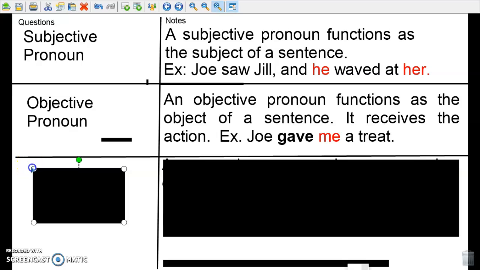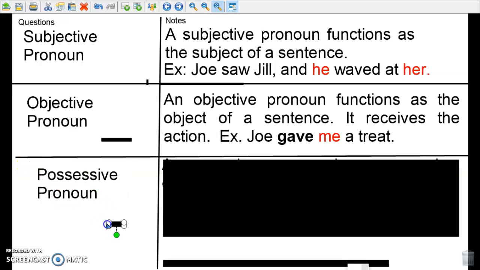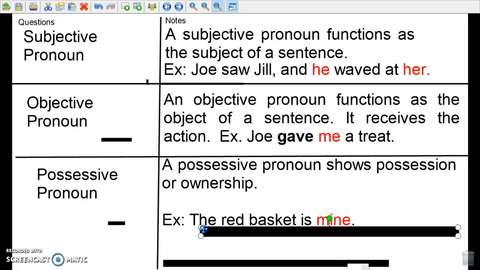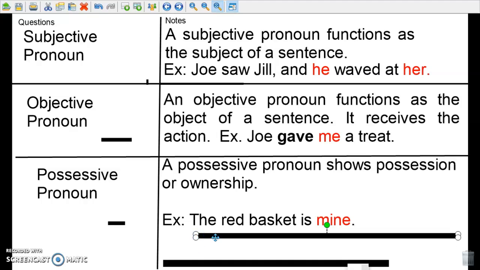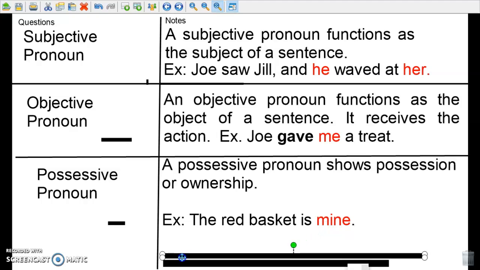Okay, next we have a possessive pronoun, and a possessive pronoun shows possession or ownership. So basically this pronoun is telling everybody else that you belong to me. For example, the red basket is mine. The possessive pronoun is mine. I'm letting you know that the red basket belongs to me. It's mine. It's my property. A possessive pronoun shows ownership, or it's your property.